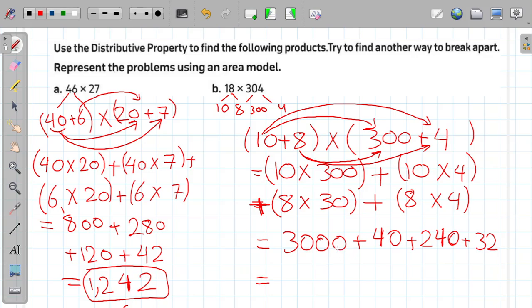Next, I have 0 plus 0 plus 0 plus 2 equals 2. 0 plus 4 plus 4 plus 3 equals 11. So I will write 1 and carry 1. 1 plus 0 plus 2, it will be 3. And I have 3,000 here, so it will be 3,000. So the result will be 3,312.